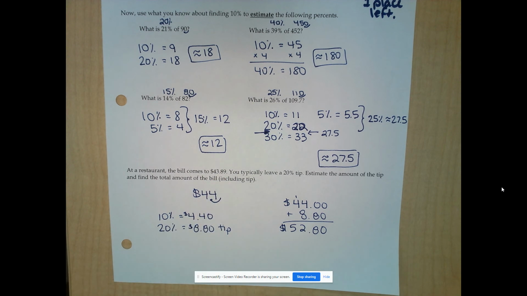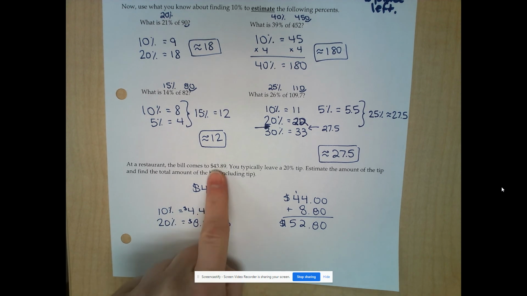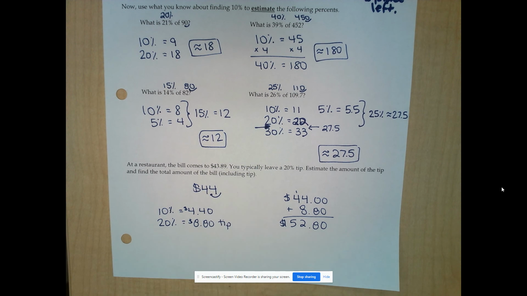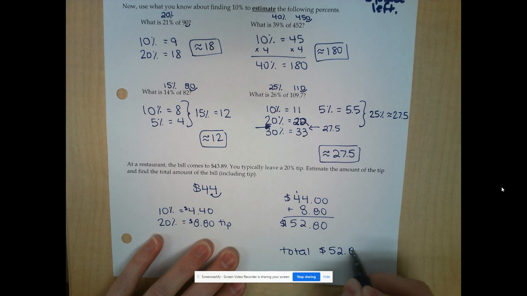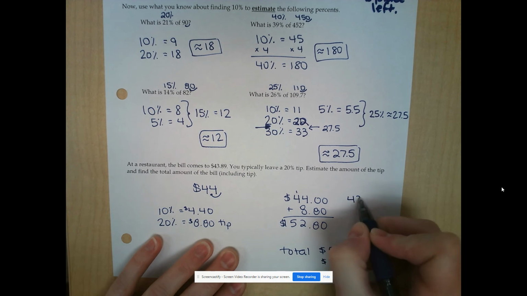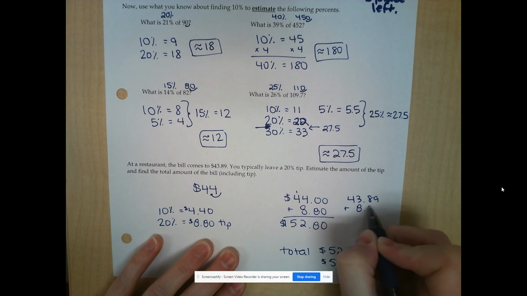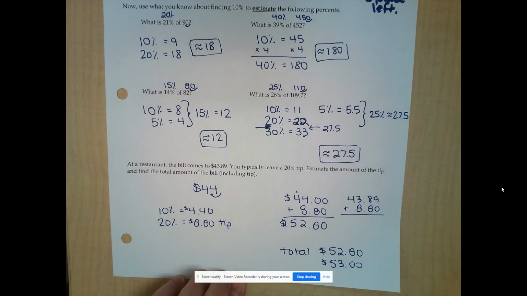Well, most of the time when we're in restaurants, we don't use numbers that are kind of messy when we're estimating the tip and estimating how much to leave. And I probably wouldn't leave $52.80. I would probably actually leave $53 and say, okay, you got a little bit more than 20%, and that's fine. But the total is going to be potentially $52.80. You might say 53. You might even do the $43.89 and add the $8.80 and find the total that way. All of which are perfectly acceptable answers because you're estimating not everyone will have the same answer.